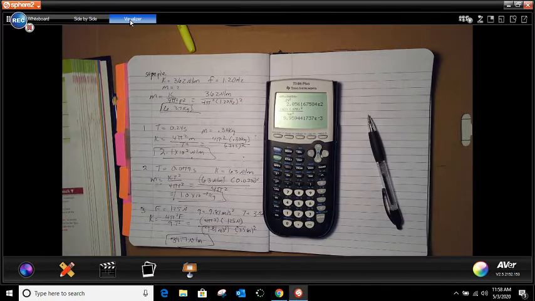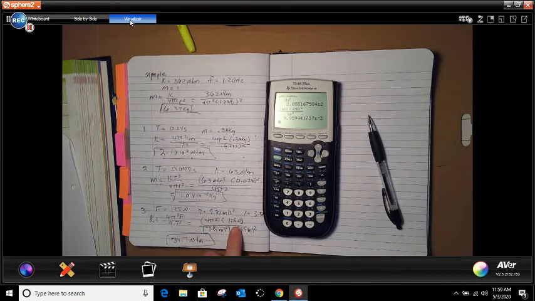Number 3 says that a 125 newton weight vibrates at a period of 3.56 seconds while hanging on a spring. What is the spring constant? So what I'm going to do there is 4 pi squared times 125 divided by 9.81 times 3.56 squared, which should give me 39.7.